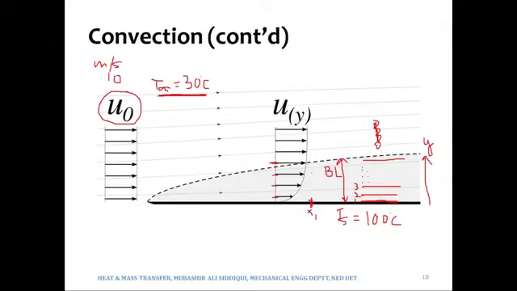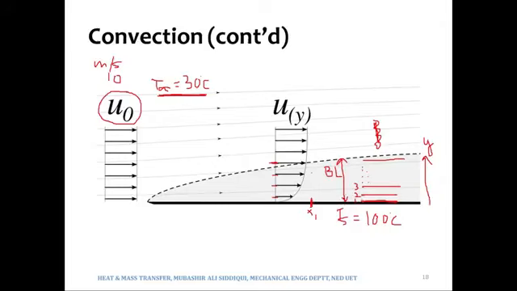What type of fluid do we have? Is it a gas? Is it air? Or is it liquid metal? It depends upon that. We will discuss it when we start convection in detail in chapter 6.